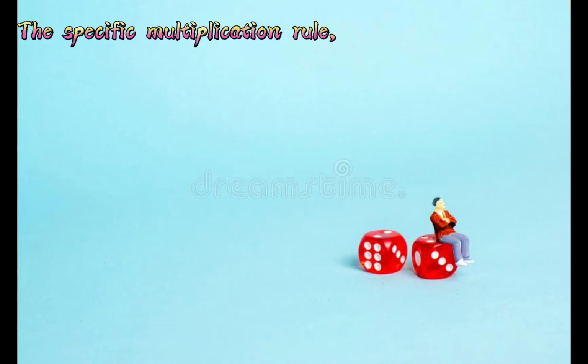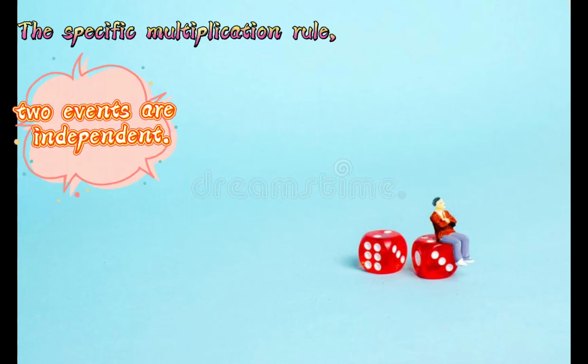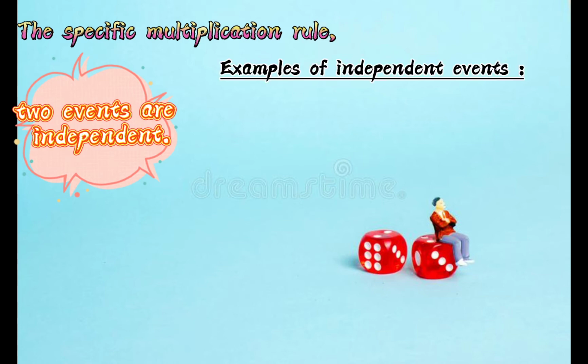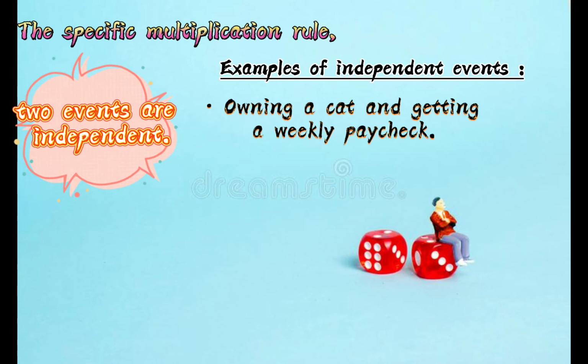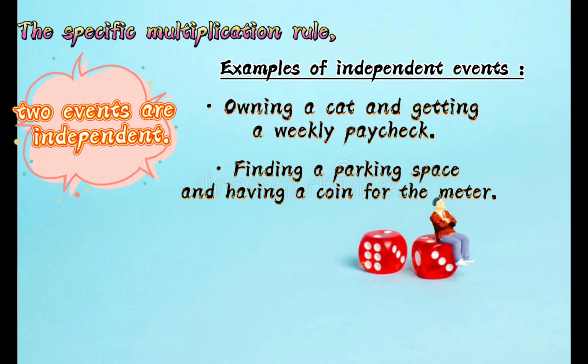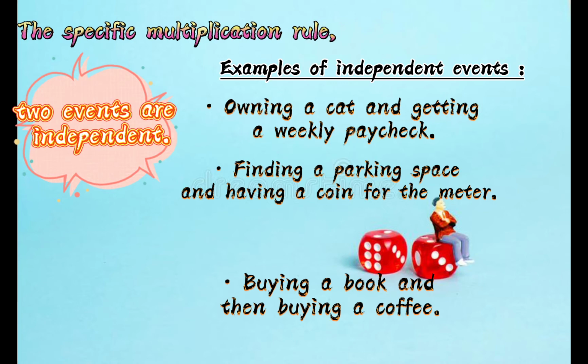The specific multiplication rule is only valid if the two events are independent. In other words, it only works if one event does not change the probability of the other event. Examples of independent events: first is owning a cat and getting a weekly paycheck. Second is finding a parking space and having a coin. And the next one is buying a book and then buying a coffee.